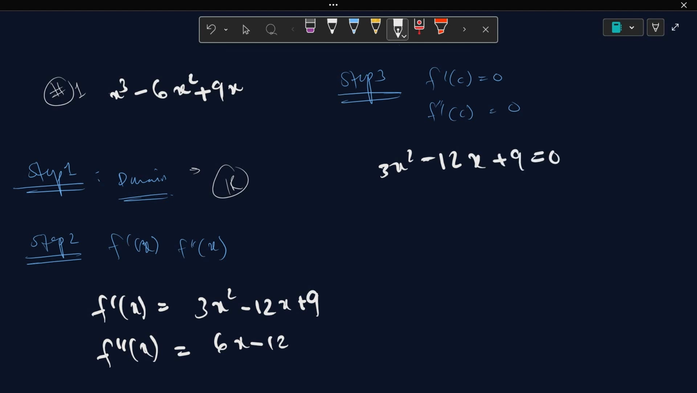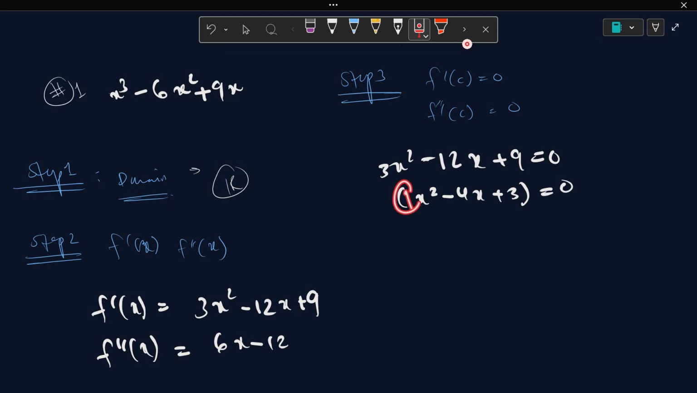If I make this equal to 0, I can factor out the 3 from this equation, and I get this. Now I can divide both sides by 3, so the 3 is cancelled out: on one side I'm left with only 1, and on the other side I have a 0. So now I can go ahead and factor this out and simplify.